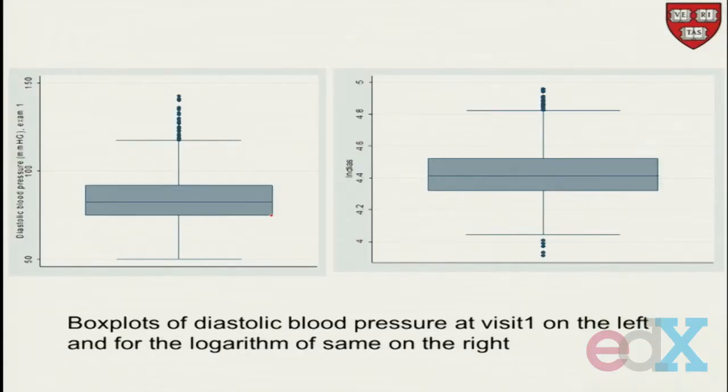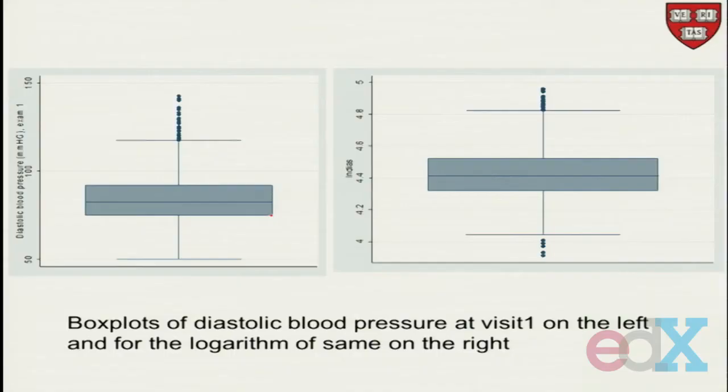Here we go. Here's another one. Here, what I tried to do is show you, remember last time we looked at the diastolic blood pressure and we said, oh, look, there's a bit of a tail here. There's a right tail. And then we take the logarithm. Well, here's the logarithm. Here's the box plot for the logarithm.